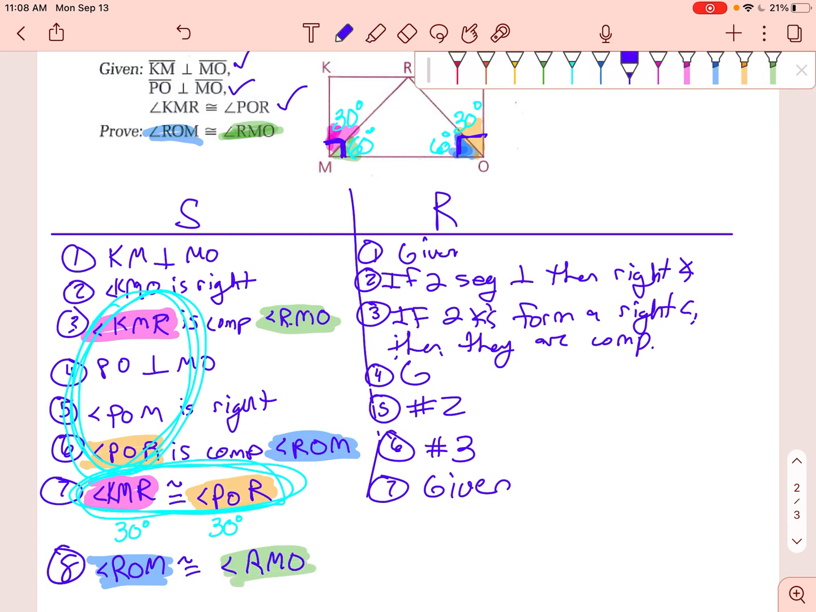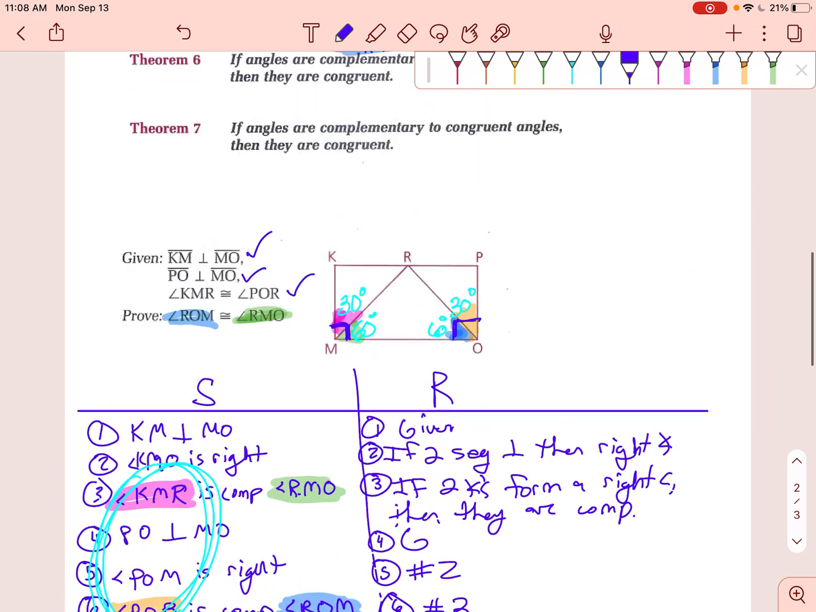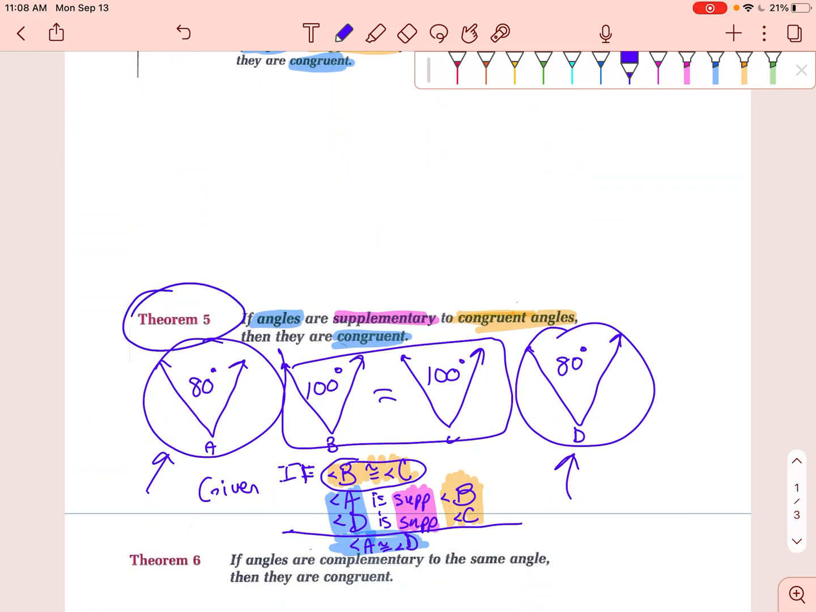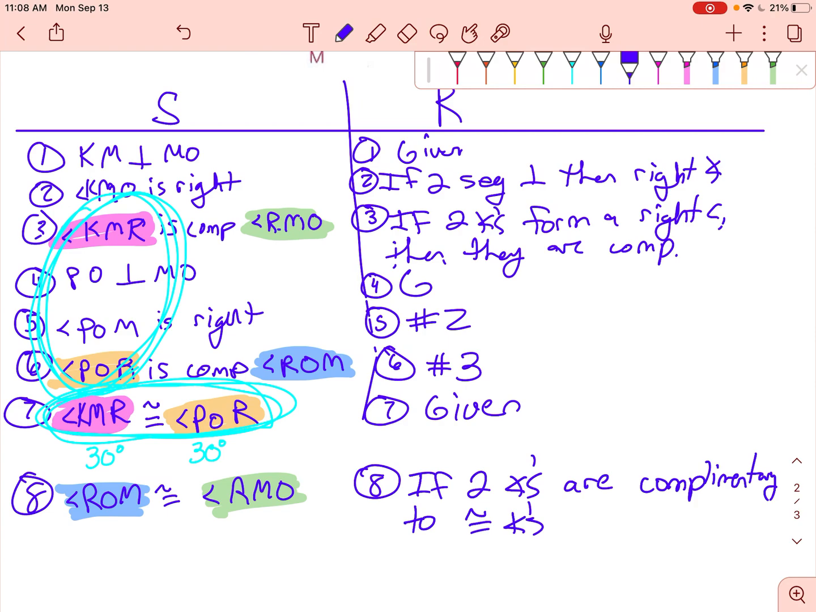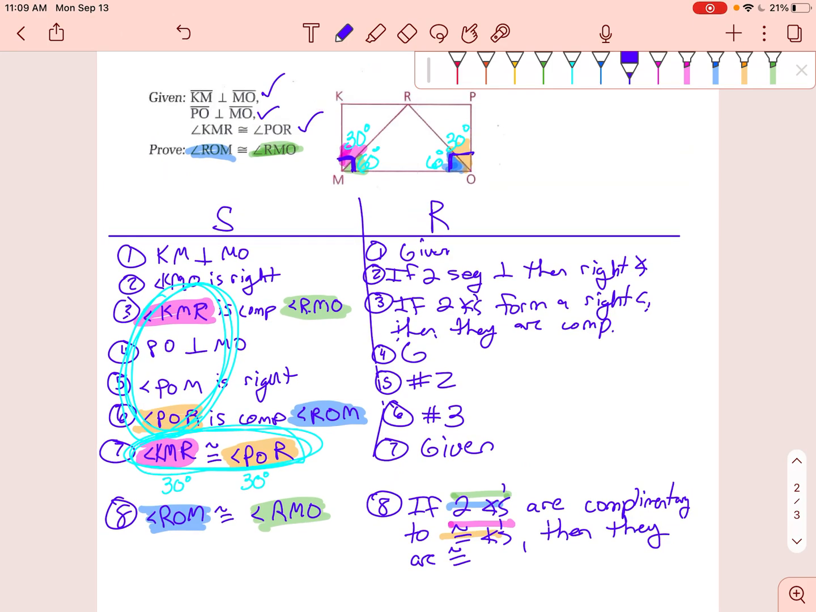The blue angle has to equal the green angle. And why do those have to be equal to each other? I'm dealing with 4 angles, and if I'm dealing with 4 angles, I'm going to be working with this theorem right here, theorem 5. And I'm going to say, if two angles, which are the blue and the green, are complementary to congruent angles, which are the pink and the orange, then they are congruent. They have to be congruent, okay?